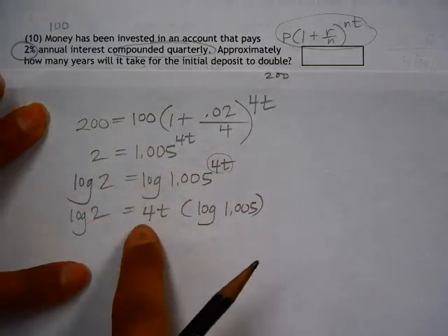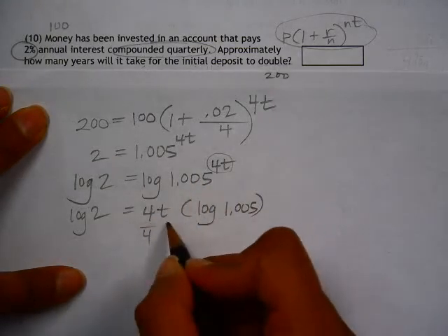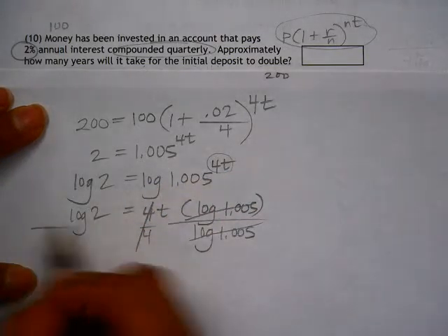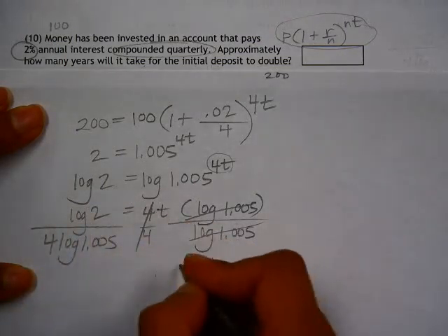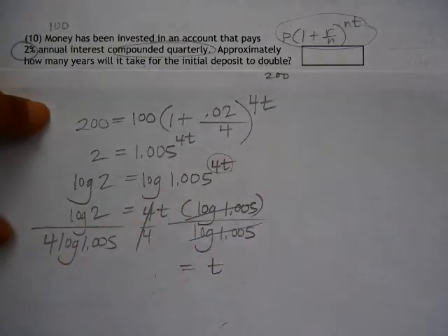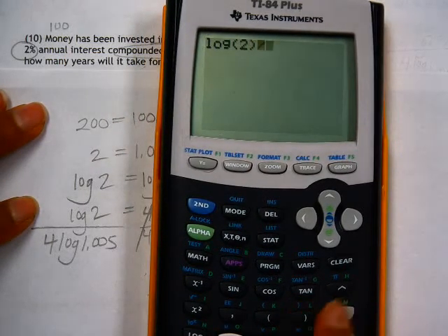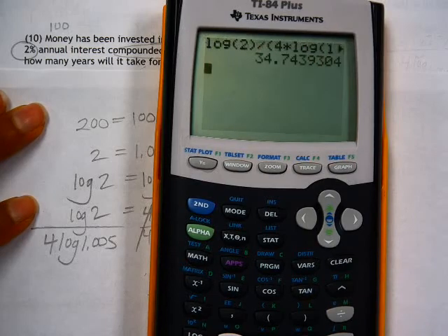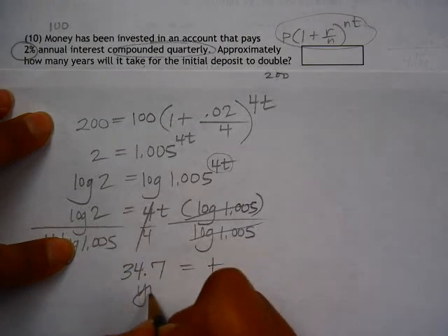Now that we have 4t in the coefficient spot, I can isolate the t by dividing by 4 and by dividing by log 1.005. So if I do that over here, then I need to divide by 4 and divide by log 1.005 on this side as well. So t equals, using log base 10 so that I can use this log button on the calculator, log 2 divided by 4 times log 1.005, is equal to 34.7, and that's in years.